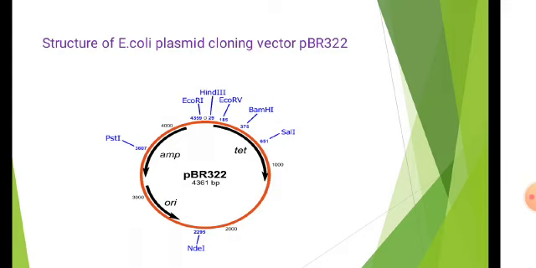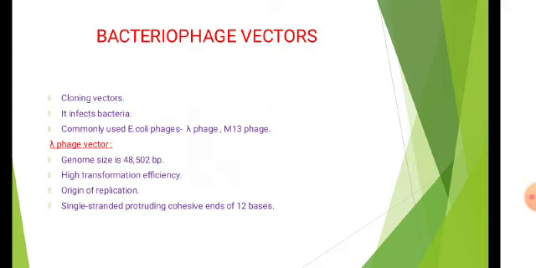Let us see in another slide, bacteriophage vectors. Bacteriophage vectors are cloning vectors. A bacteriophage is a virus that kills bacteria, that infects the bacteria. The E. coli phages are of two types: one is lambda phage and the other is M13 phage.